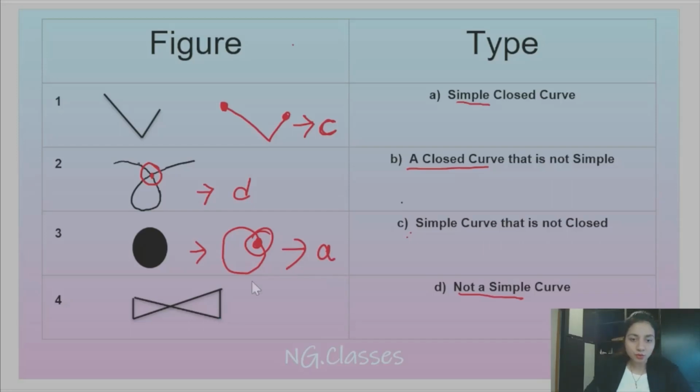Now what about this fourth one? Whether it's a simple curve or not, we can draw this curve in one go. But we will get a point of intersection. Here it will cross itself. So this is not a simple curve. But starting point and end point are the same. So it's a closed curve. So which option will be correct? Option B, right? A closed curve that is not simple. So here it will be option B.